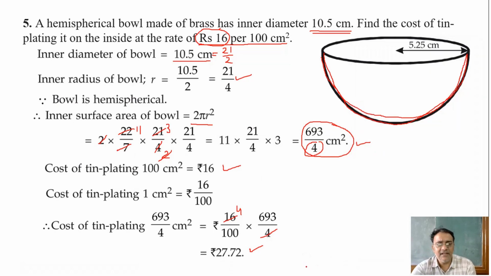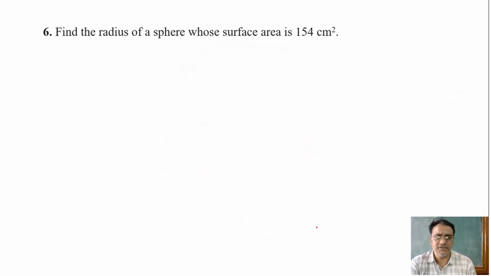Okay, so any doubt in this question? No, sir. Now, sixth question. Find the radius of a sphere whose surface area is given. So, what is the surface area of sphere? 4 pi r square. Very good, 4 pi r square.